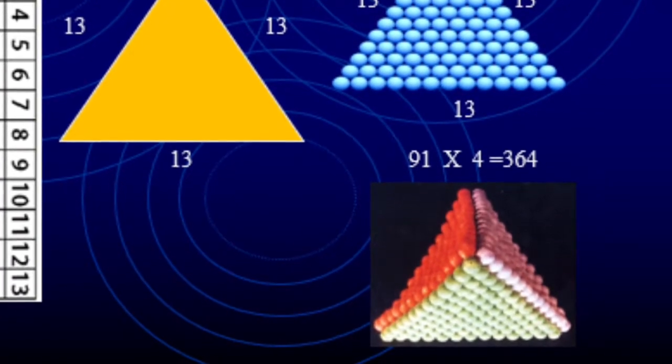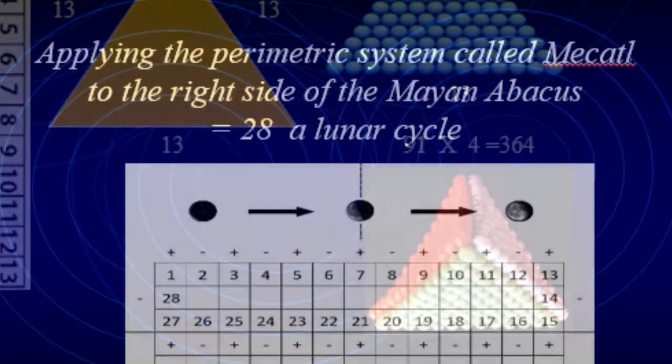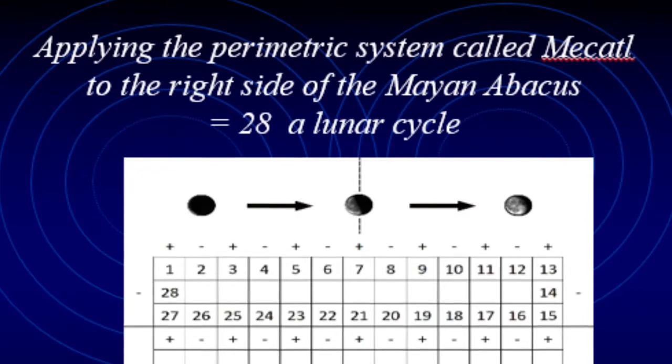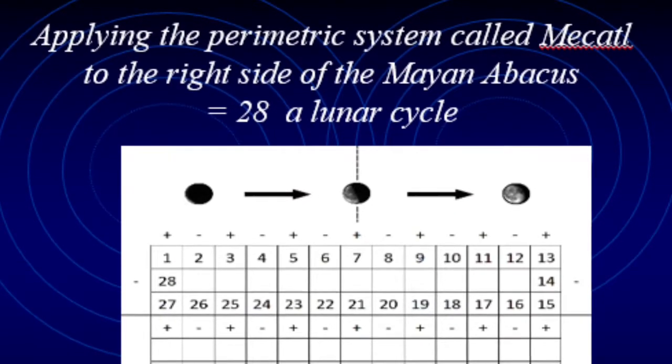Now let's analyze, for example, another system that is also related to the right side of the Mayan abacus. Now we're going to see it in a horizontal position so that it's clearer to you.